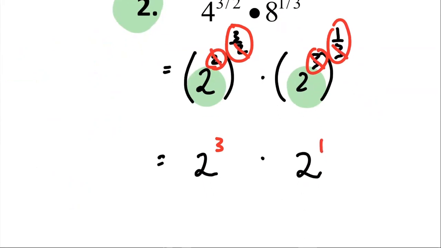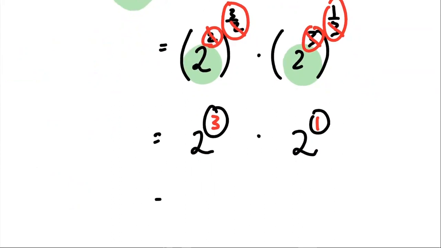So guess what? 2 to the what power? What do we do with these 2 exponents? No, you add them, which becomes 2 to the 4th power, which is 16. Okay.